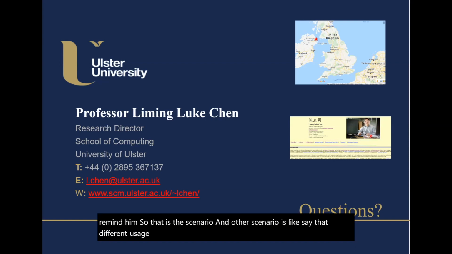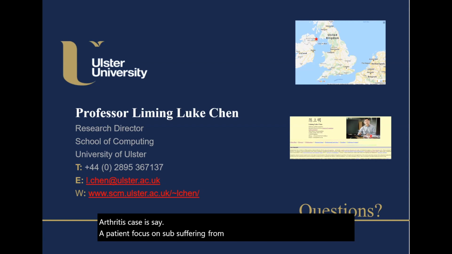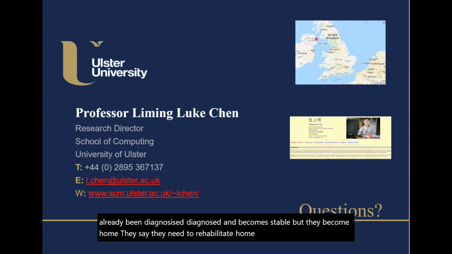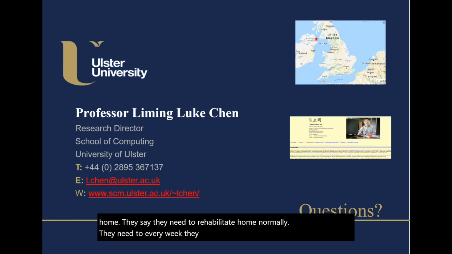And the other scenario is a different usage. Like I mentioned, the arthritis case, say a patient suffering from arthritis. They have already been diagnosed and become stable, but they are at home. They need to rehabilitate at home. Normally, every week, they need to go back to the clinic to talk to the clinicians and report back. But with this IoT or sensor at home, they can manage all those parameters. The system will record that, and the data will be relayed to the clinician.